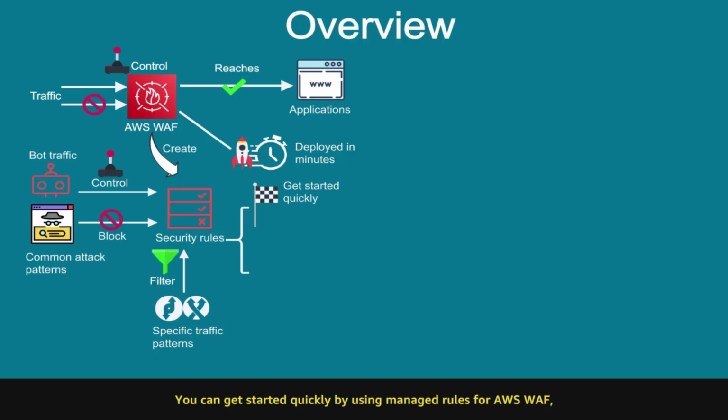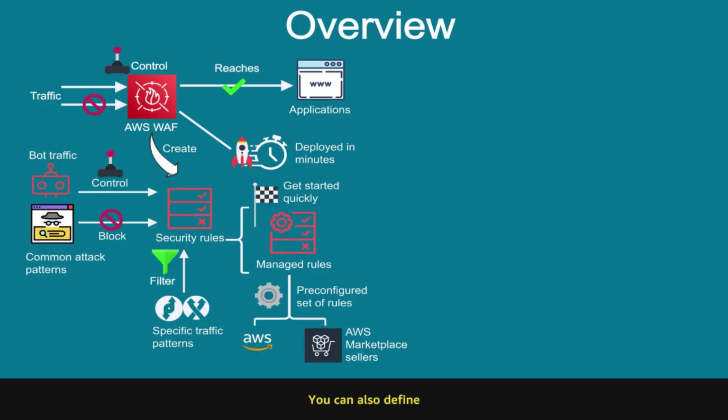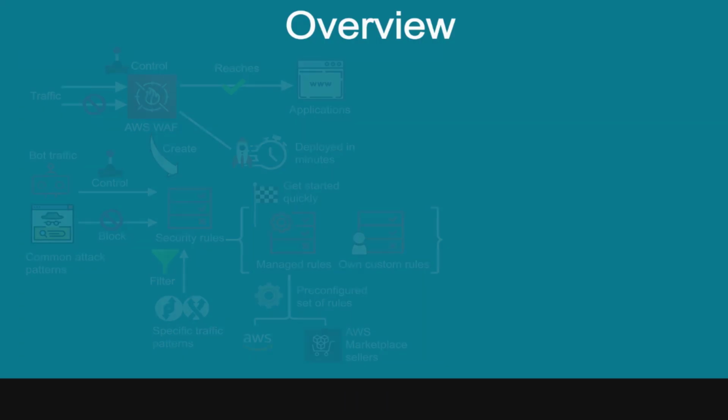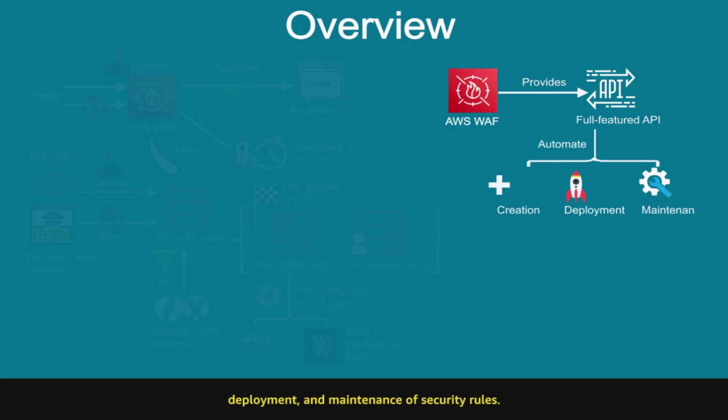You can get started quickly by using managed rules for AWS WAF, a pre-configured set of rules managed by AWS or AWS Marketplace sellers. You can also define your own custom rules. AWS WAF provides a full-featured API that you can use to automate the creation, deployment, and maintenance of security rules.